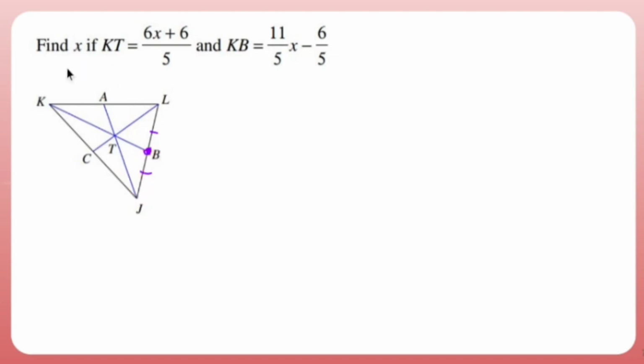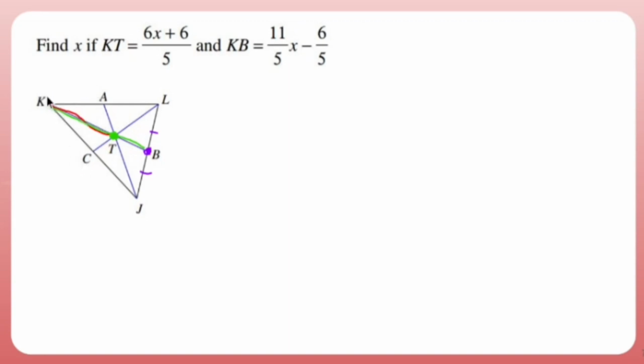Now, is that what I have to do? I have to find KT. So this is even worse. KT is this line right here. And KB is this guy right here, the whole thing. Now, this is called a centroid. Doesn't really affect anything. I just wanted to call it a centroid.